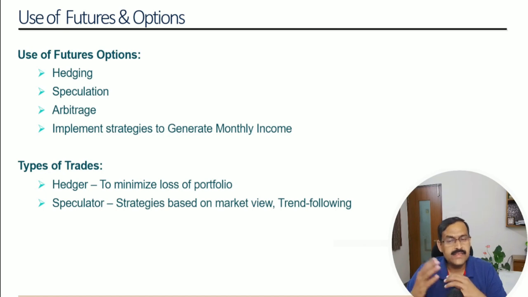Next one is implementing strategies to generate monthly income. This is quite popular. Futures and options can be used to design many strategies based on the view of the market to generate the monthly income. We'll look at all those things during the course. There are two types of traders. One is a hedger. A hedger just wants to minimize the loss to his portfolio and hedge the assets.